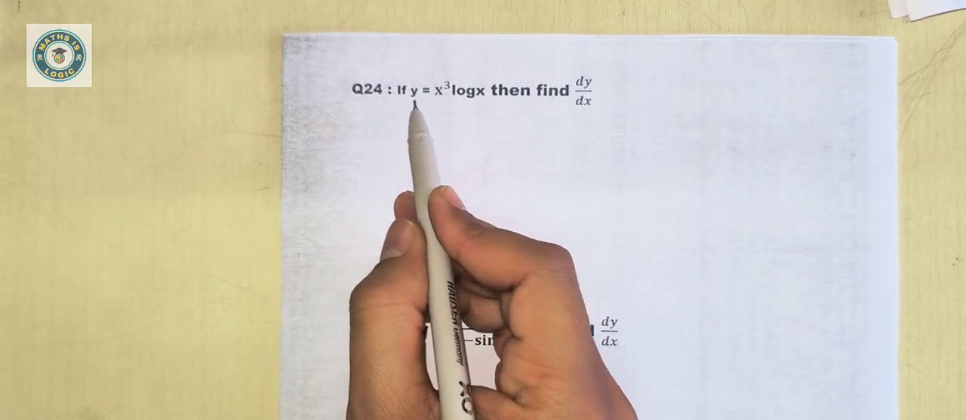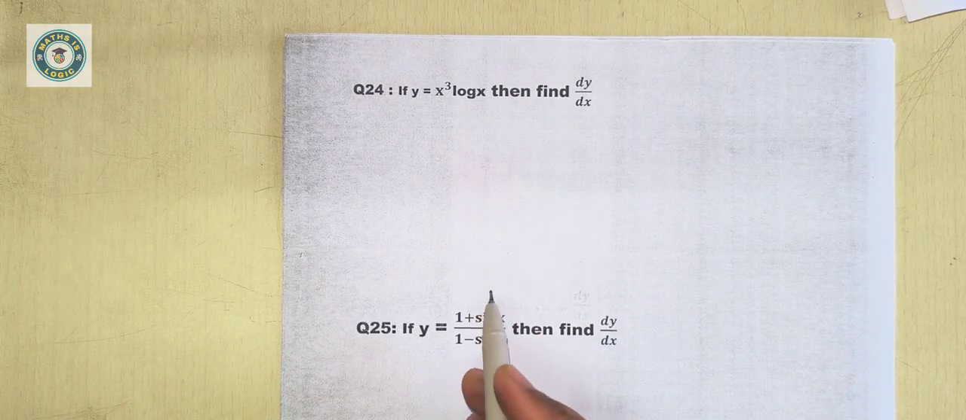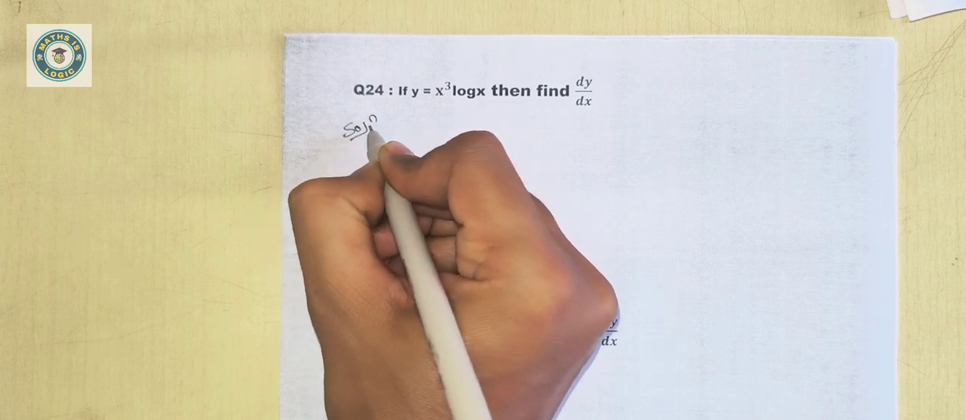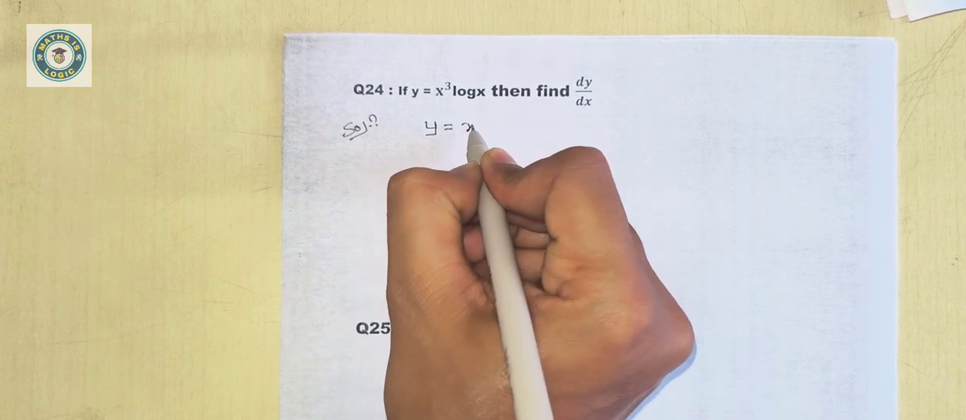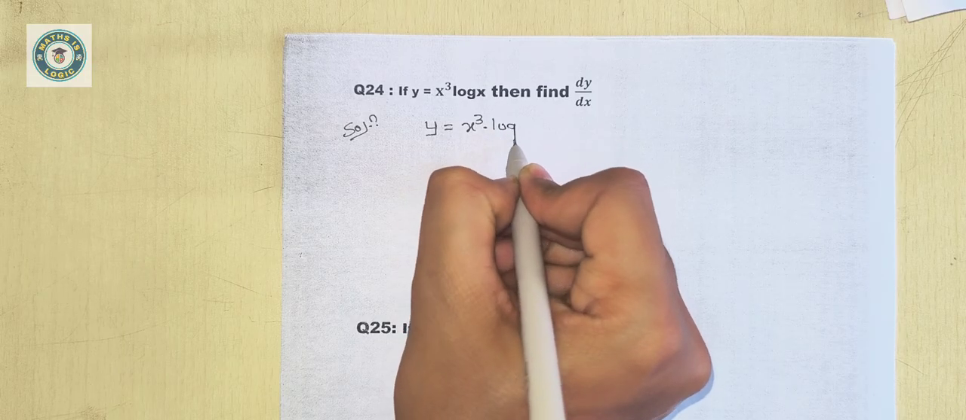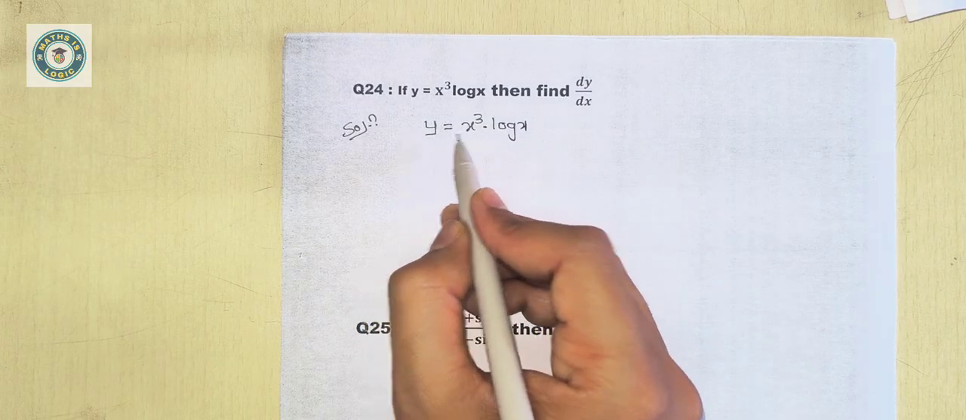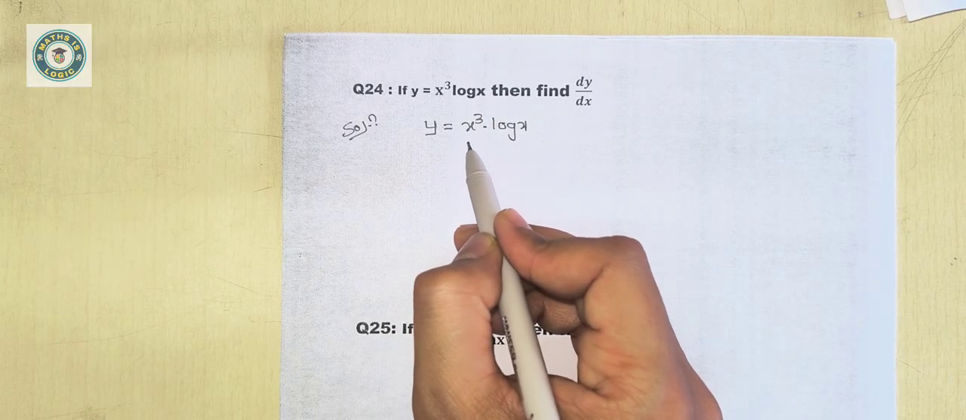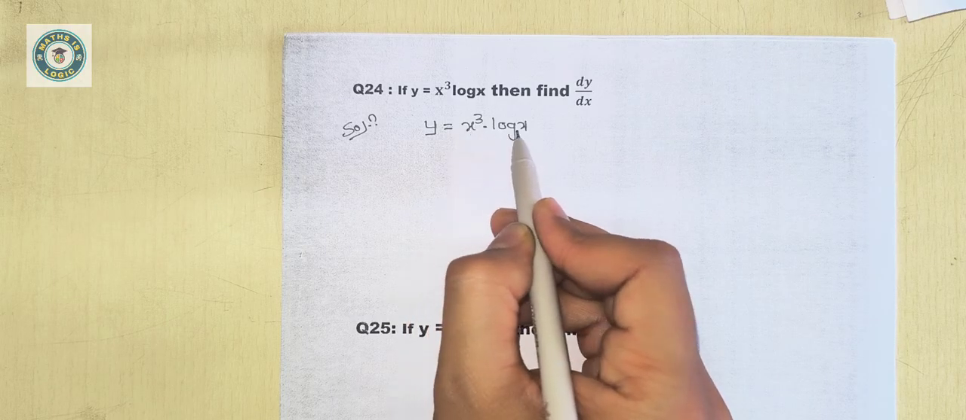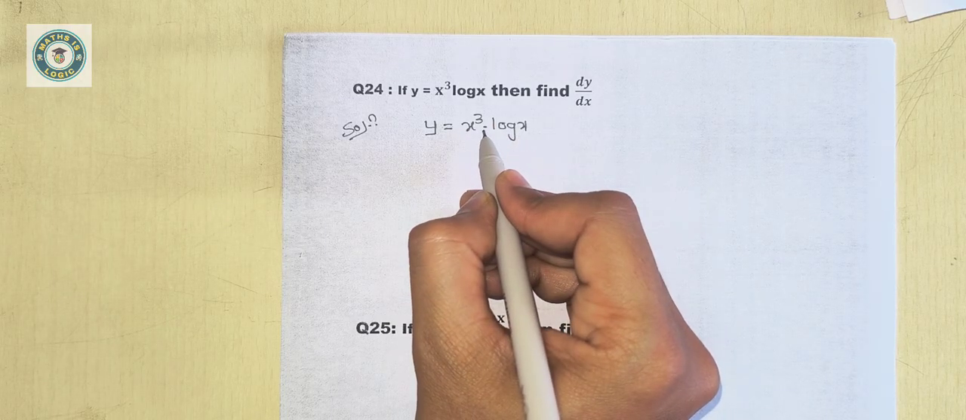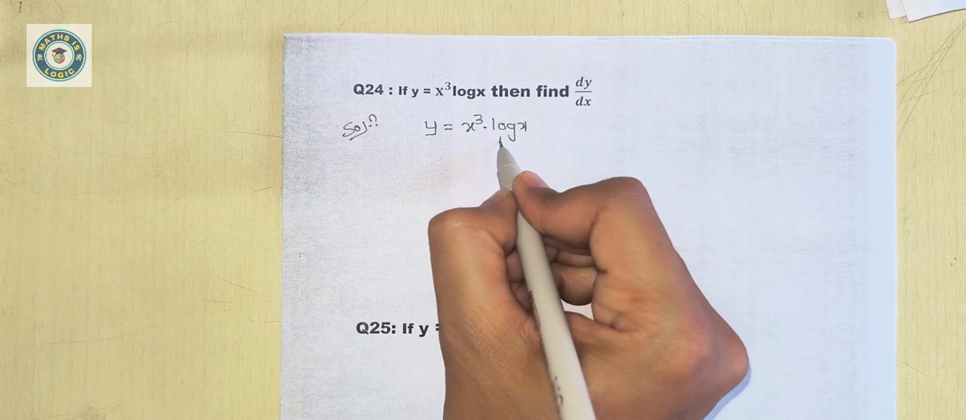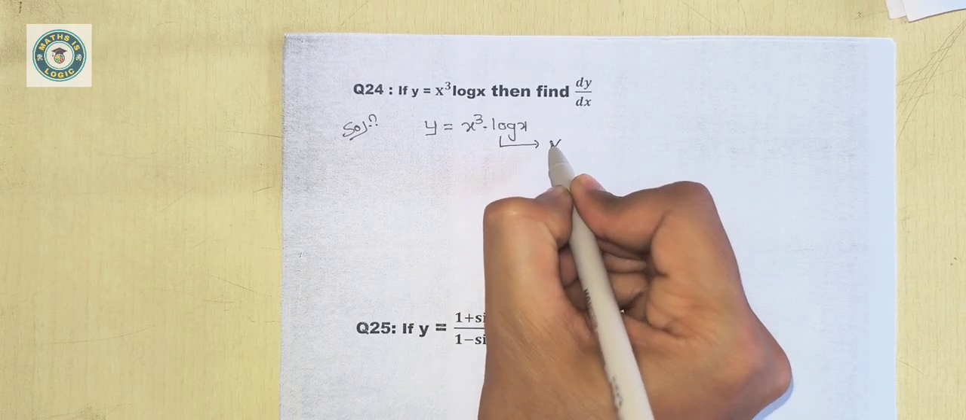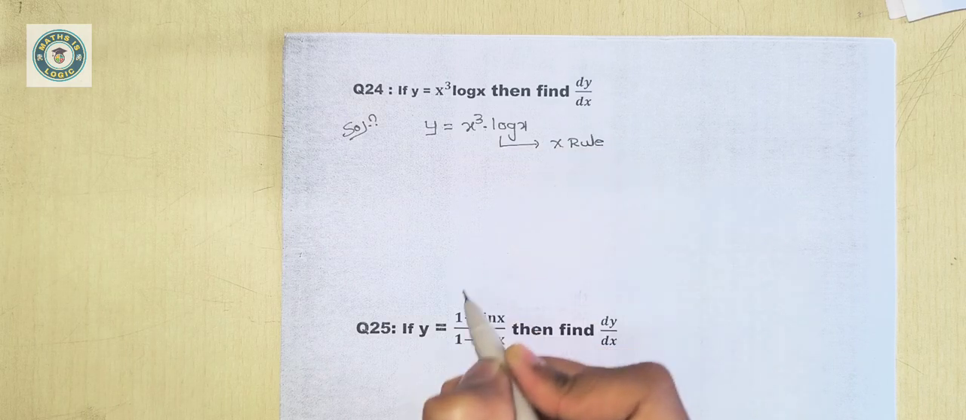Next, question number 24. If y is equal to x cube into log x, then find dy divided by dx. Here, first write the given function. Solution, y is equal to x cube into log x. You can see here this function we need to differentiate, but in the right hand side only one term is present. In that one term how many functions are there? 2 functions. In between the 2 functions which sign is here? Multiplication.